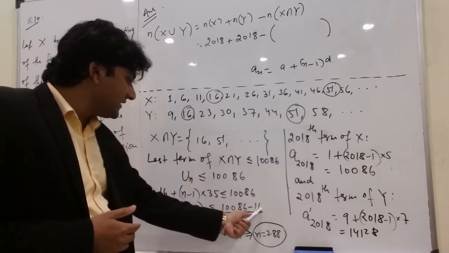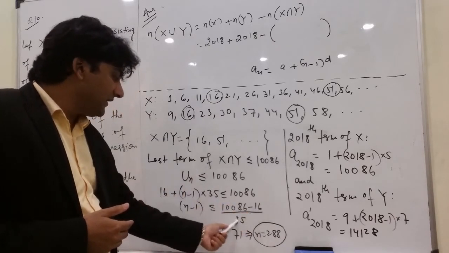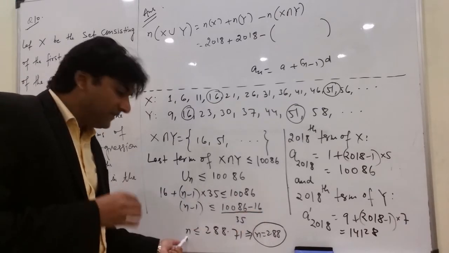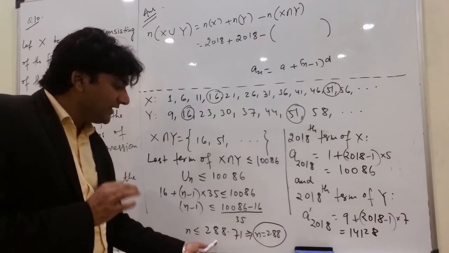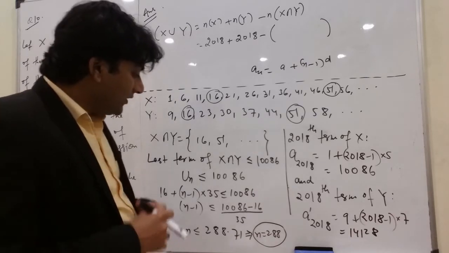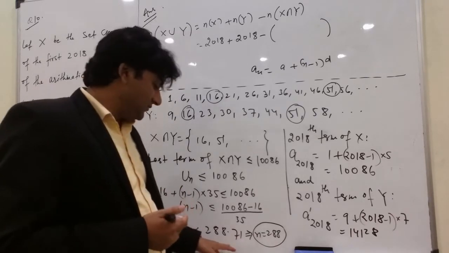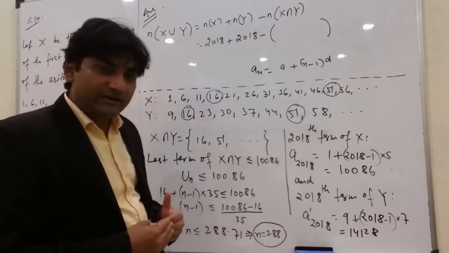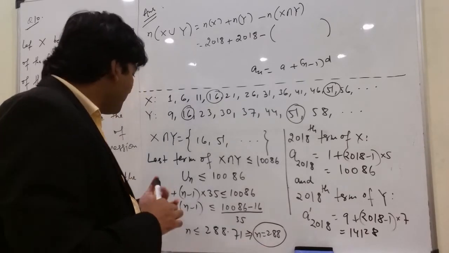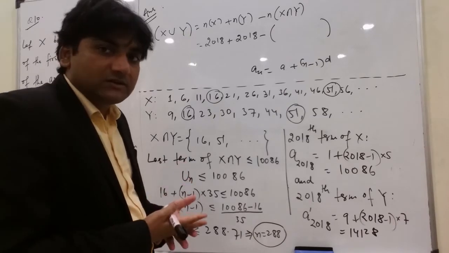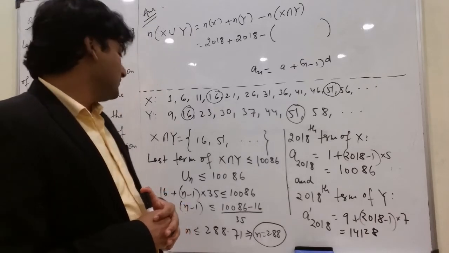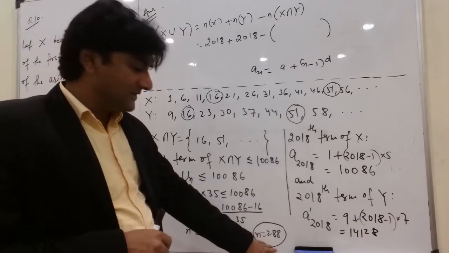Then you can take 16 to the right side, divide by 35, and take minus 1 to the right side, and you will calculate, you will have n smaller than or equal to 288.71. So n must be smaller than or equal to 288.71. The largest integer below 288.71 is 288. So n equals 288. So how many common elements did we get up to 10,086? That is 288. So the number of common elements is 288.